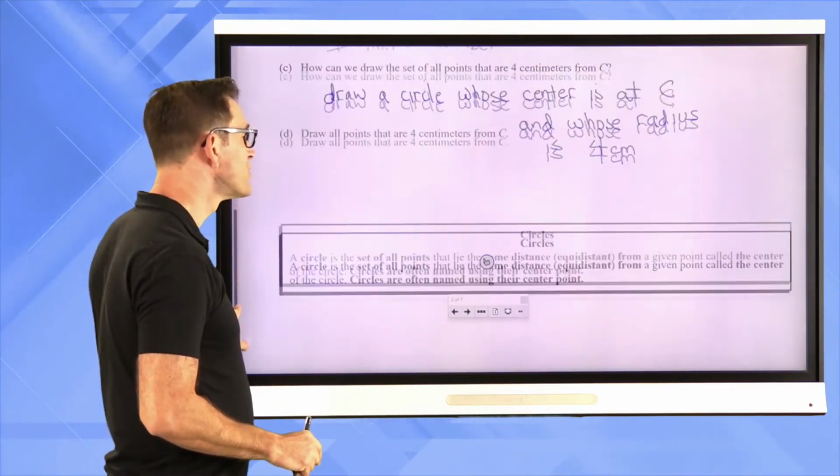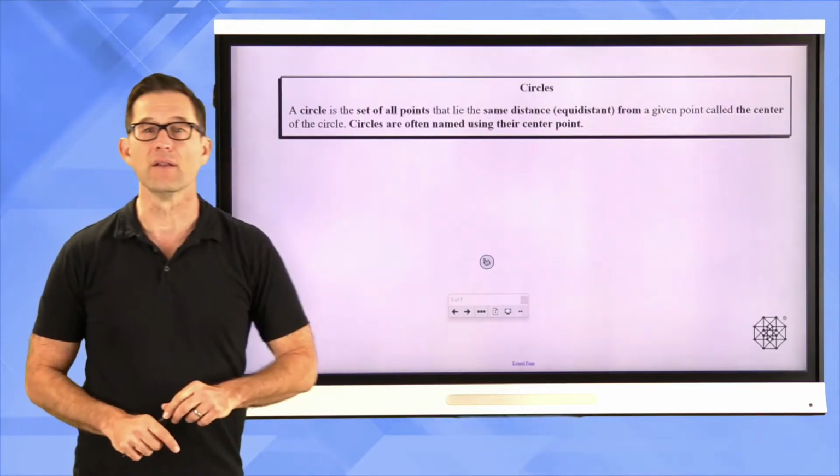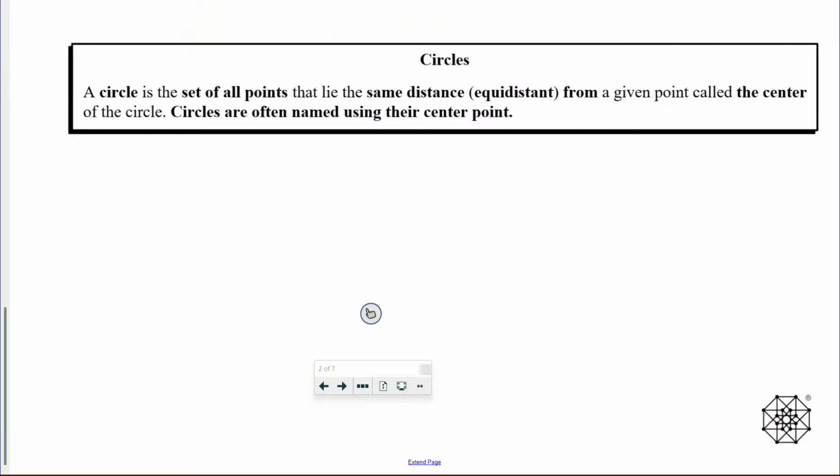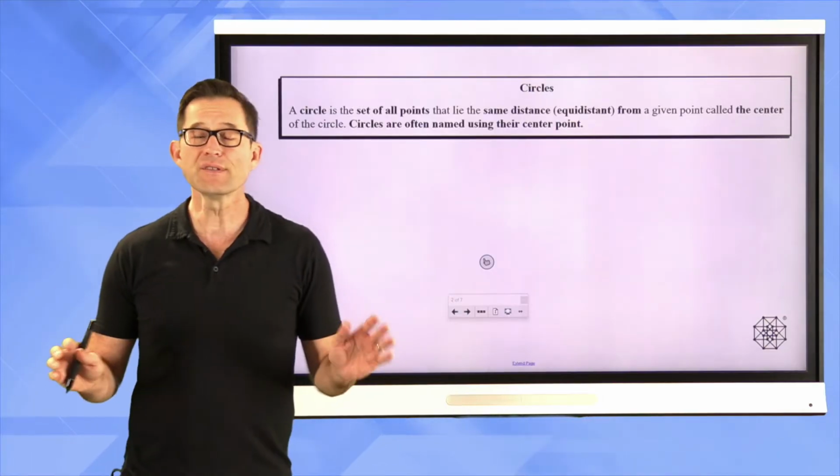And this is so critical to understand. Let's take a look. A circle is the set of all points that lie the same distance, we call that equidistant, from a given point, called the center of the circle. Circles are oftentimes named using their center point. All right, so this is critical.